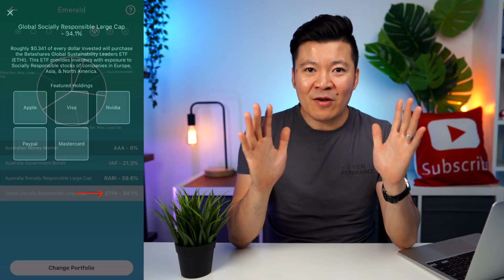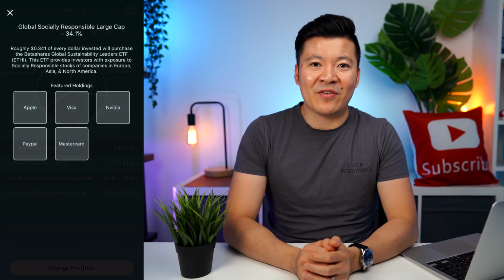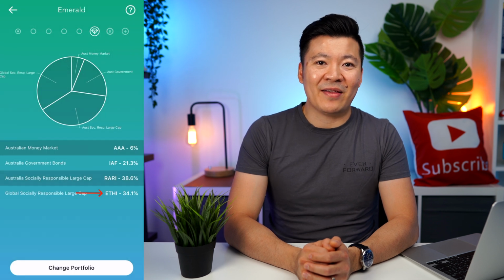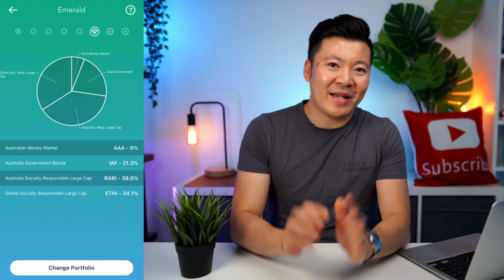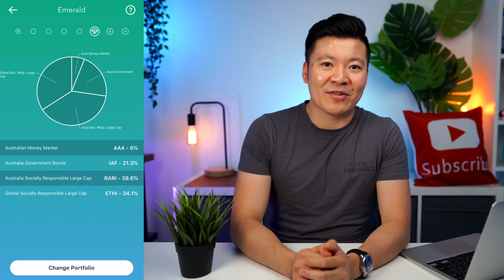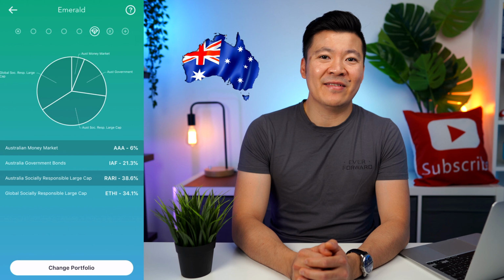You also have ETHI, which has become a very popular ETF in the last few years as more investors are concerned about ethical companies. And this fund tracks the global socially responsible large cap companies. So basically, one ETF tracks ethical companies in Australia and the other one tracks ethical companies for the entire world.